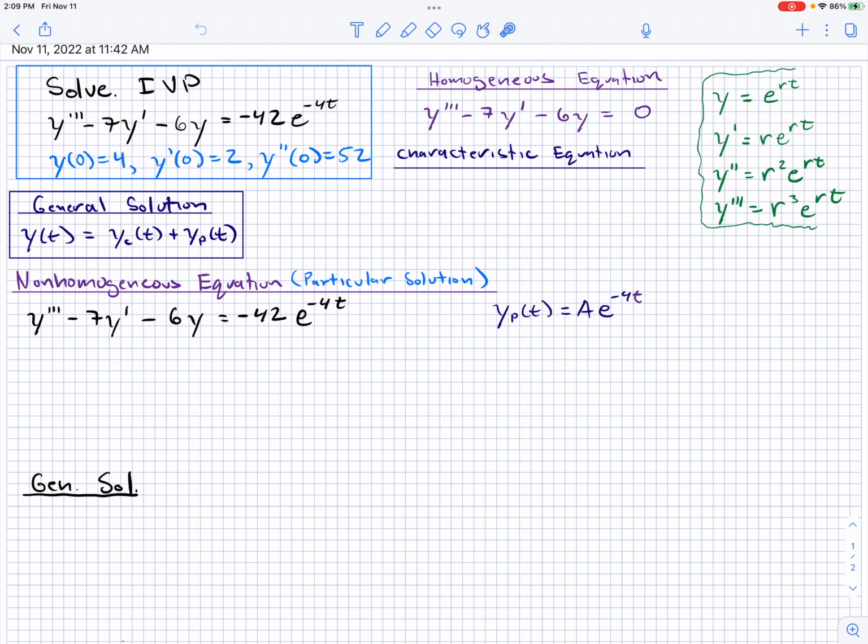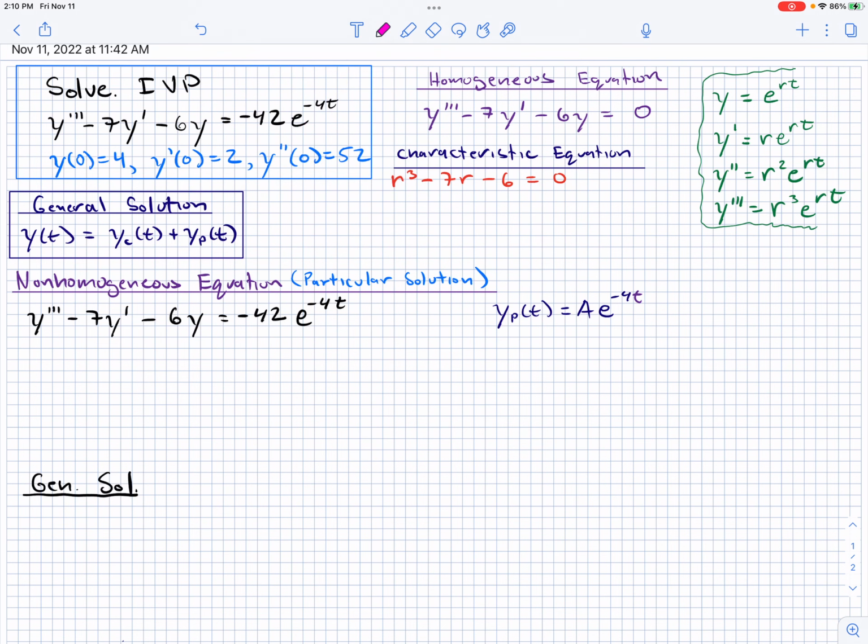So first we look at the homogeneous equation, and we know for the homogeneous equation we have y equals e to the rt as that form there, taking the derivative 3 times to get to plug into the differential equation to get the characteristic equation, r cubed minus 7r minus 6 being equal to 0.